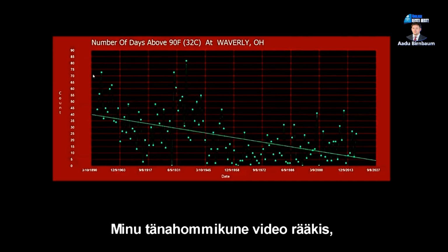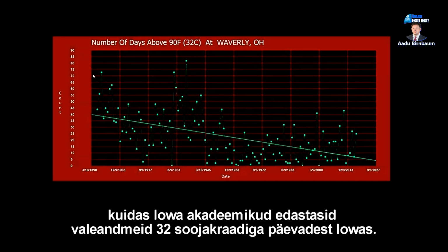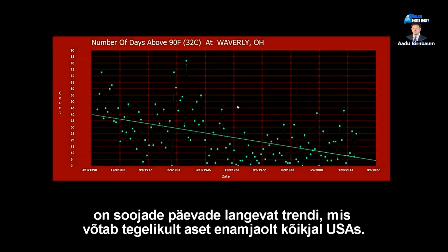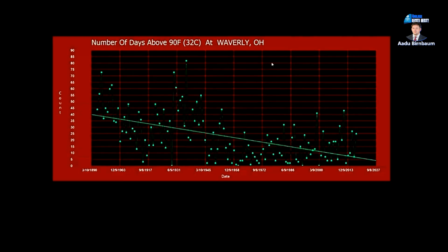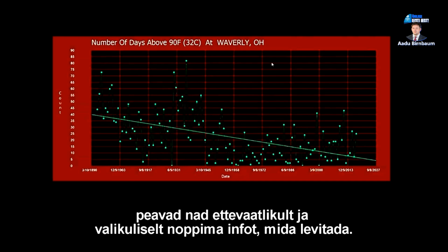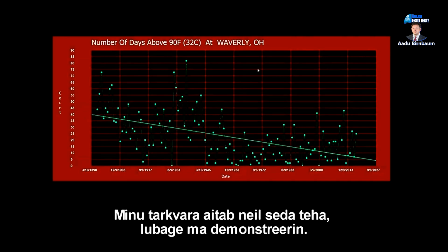My video this morning was about Iowa academics misrepresenting the trend in 90-degree days in Iowa. So the last thing which climate alarmists want the public to see is a downward trend in the number of hot days, which is actually occurring over most of the country. So in order to fool the public into believing that hot weather is increasing in the United States, they have to carefully cherry-pick their start date. And my software will help them do that. Let me show you how.